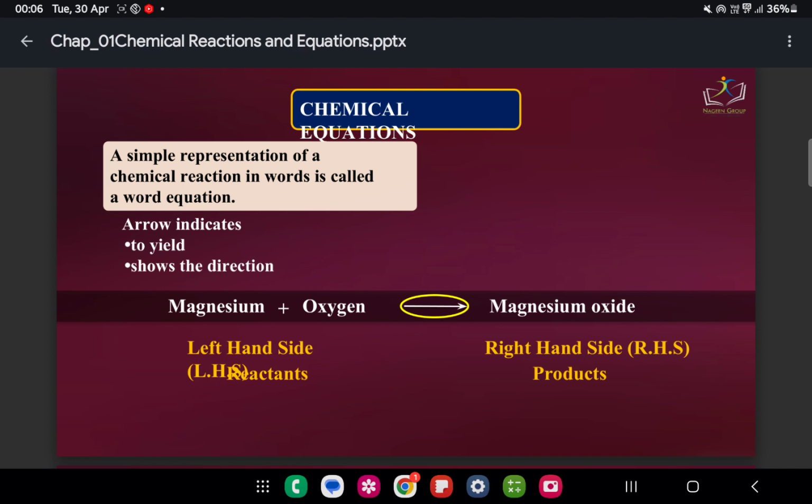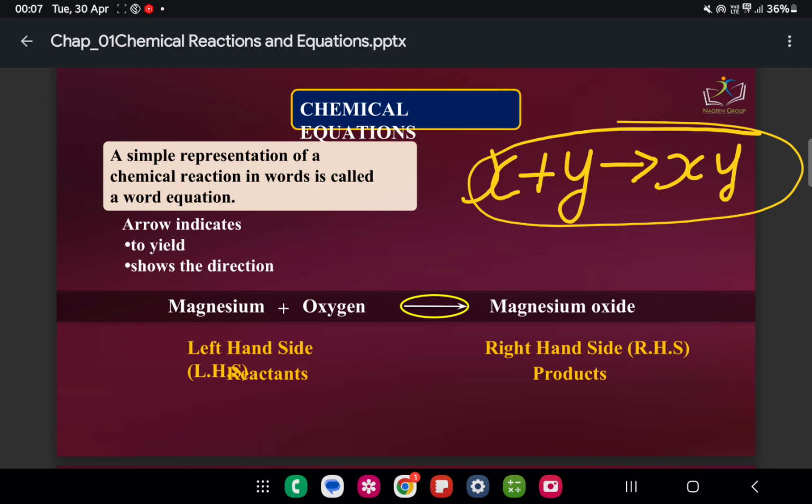Now we can go to the chemical equation. What is a chemical equation? What does the word equation mean? A simple representation of a chemical reaction in words is called a word equation. See here, I will take one example. X plus Y gives rise to XY. This is one equation. X is one chemical, Y is one chemical, and the product we get is again a chemical. That is known as a chemical reaction.